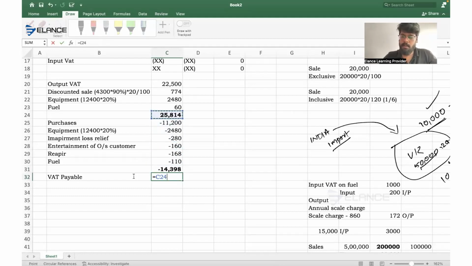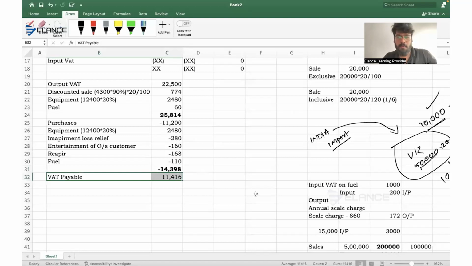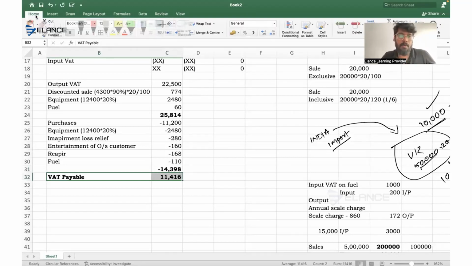So the VAT payable will be total output VAT minus total input VAT. So the VAT payable will be 11,416. It will be the VAT payable amount. Okay, so that is all about the first requirement of this question.